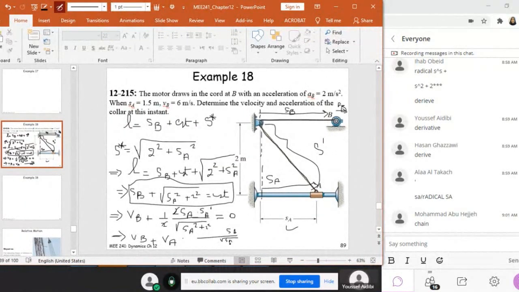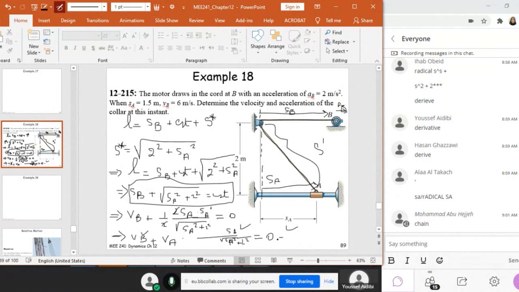Okay. Radical SA squared plus 2 squared is equal to 0. Right? So this is the equation of VB in terms of VA. Now, I know VB. What is VB? It is 6 meters per second. And I know SA at this instant is 1.5. So I can find VA.